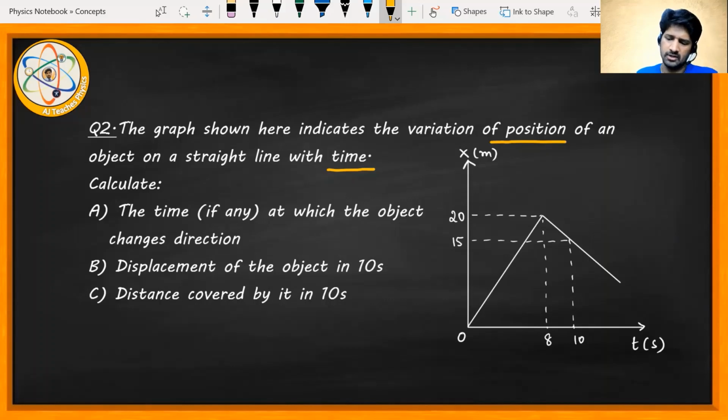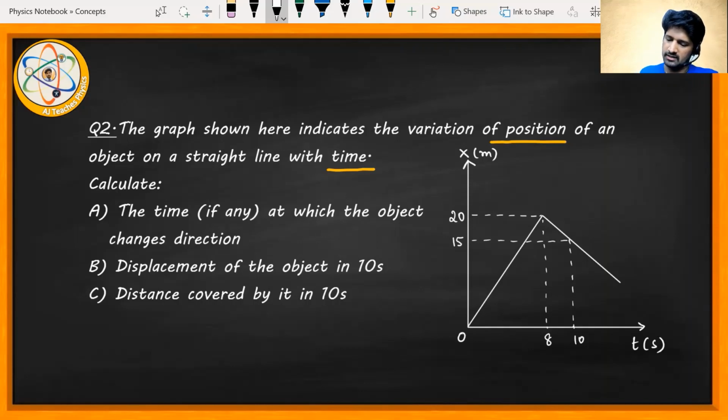If you know some geometry, using this information, you can even calculate its position at times which are not mentioned in this graph. We need to calculate the time, if any, at which the object changes direction. Right. Let us visualize what is happening based on this graph. As I said, at t equal to 0, the object was at x is equal to 0.